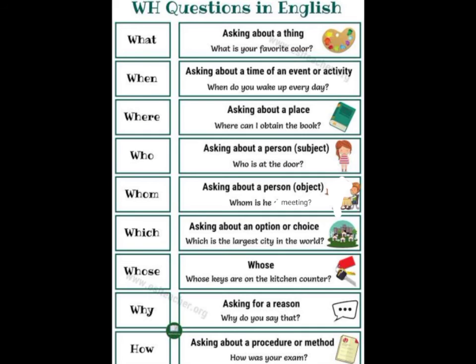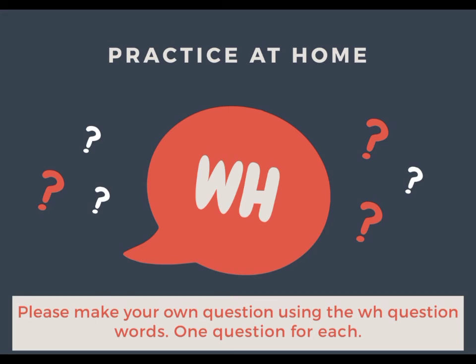Whom is asking about a person as an object. Kalau whom menanyakan orang juga tapi sebagai objek. Which is asking about an option or choice. Kalau which biasa dipakai untuk pilihan. Whose menanyakan untuk kepunyaan siapa. Why is asking for a reason. Why untuk menanyakan alasan. And how asking about a procedure or a method. Jadi how untuk menanyakan prosedur atau caranya. Bisa juga menanyakan jumlah.